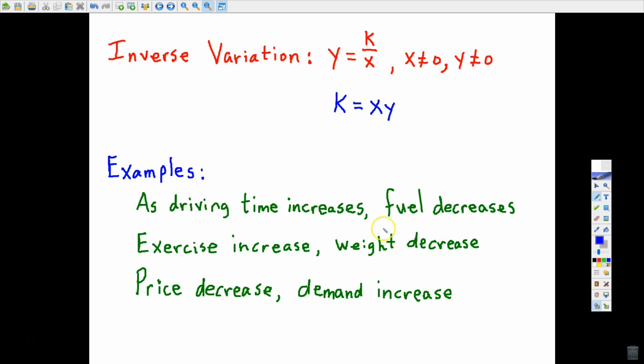Won't spend a whole lot of time, but if you're interested in where this shows up in real life, this is the kind of thing we're talking about, like economics. As the price of a good decreases, that causes an increase in demand. Just basic economics. So let's just move on since we've got still more to cover.